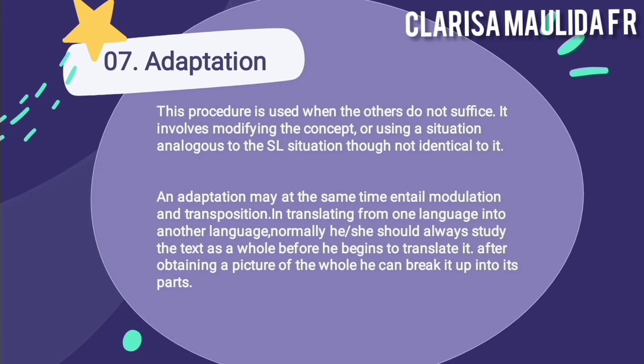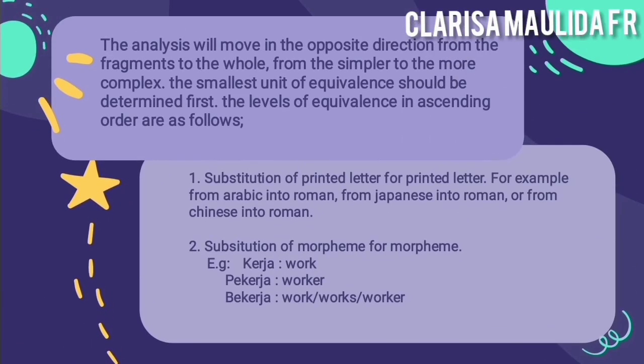In translating from one language into another language, normally, he or she should always study the text as a whole before he begins to translate it. After obtaining a picture of the whole, he can break it up into its parts. The analysis will move in the opposite direction from the fragments to the whole, from the simpler to the more complex. The smallest unit of equivalence should be determined first. The levels of equivalence in ascending order are as follows.